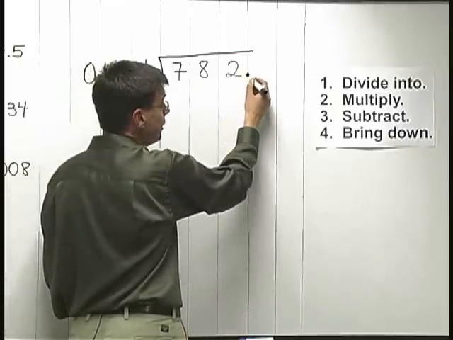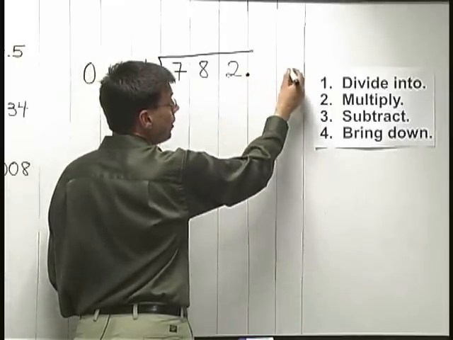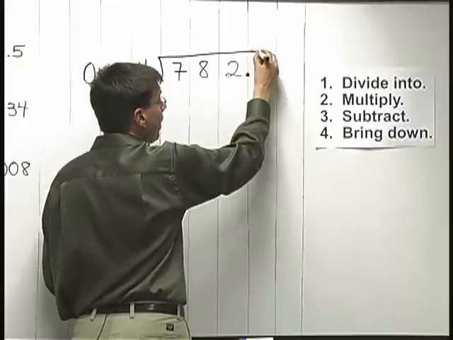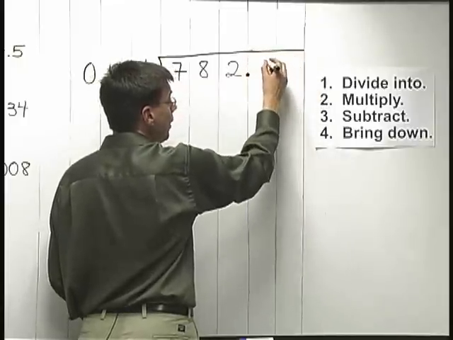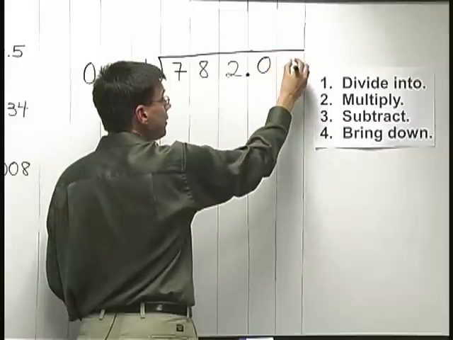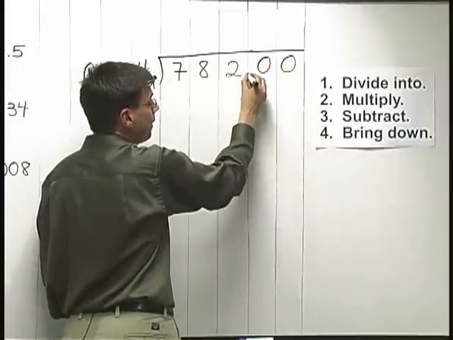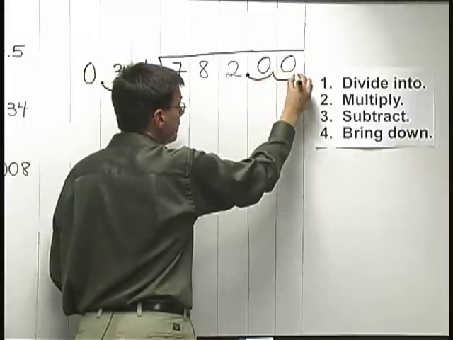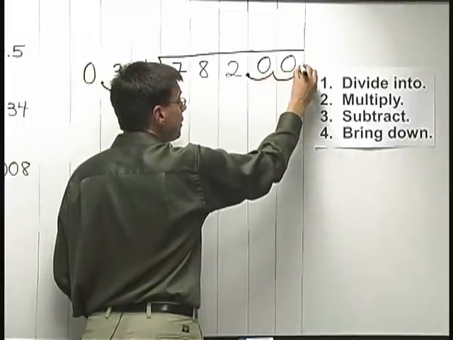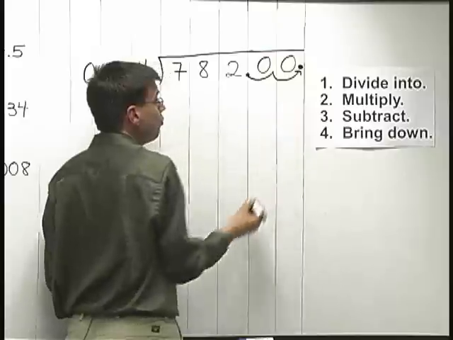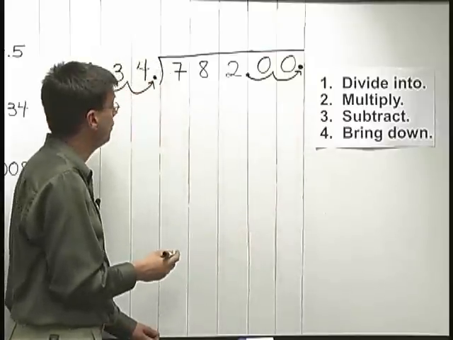Now I still need to move it over 2 places to the right. In order to do that, I can extend my long division box and write 2 zeros on the end. Then I have 2 places to move past so that I can place the decimal point in its new position.